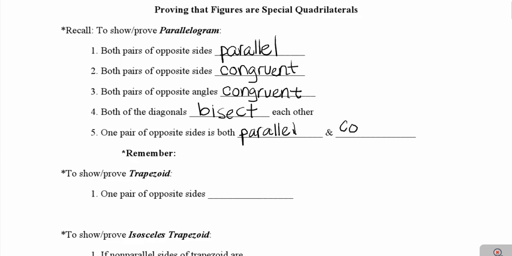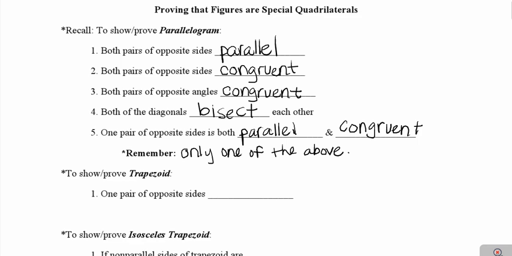So remember that when you're doing a proof, you really only need one of the above in order to prove it. I just want you to make note of that. You only need one of the above to prove it's a parallelogram. You don't need all 5, you only need one.